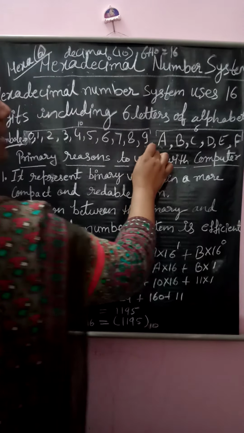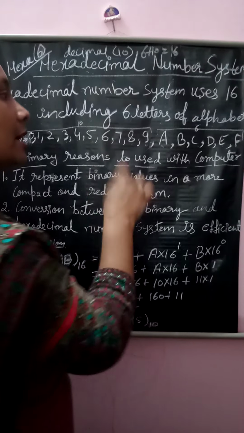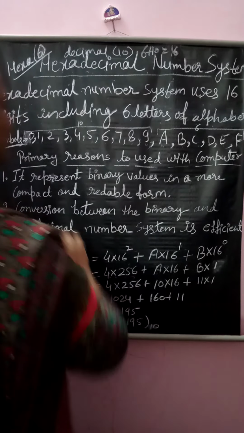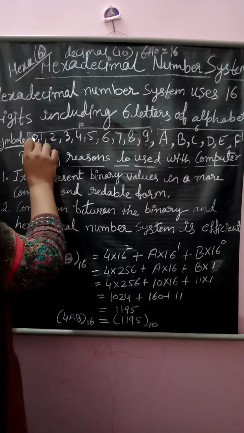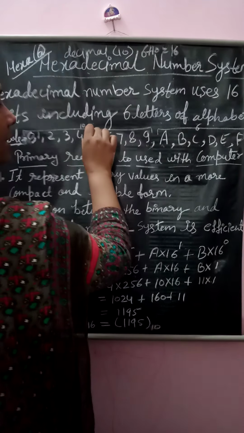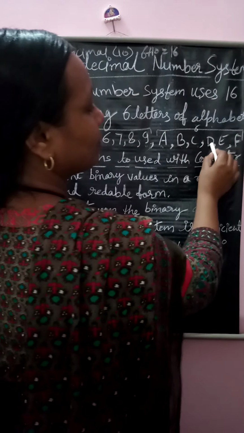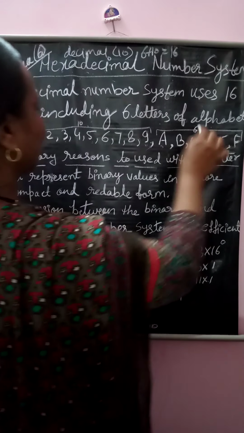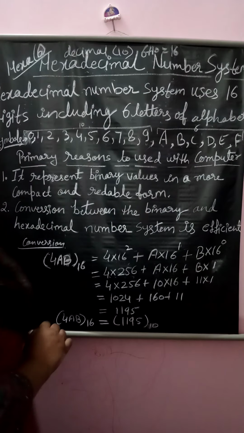Because after 9, what will we use? We start using the alphabets. So just count it: 1, 2, 3, 4, 5, 6, 7, 8, 9, 10 digits, and then 1, 2, 3, 4, 5, 6 alphabets. So 10 and 6, a 16 digit number system.